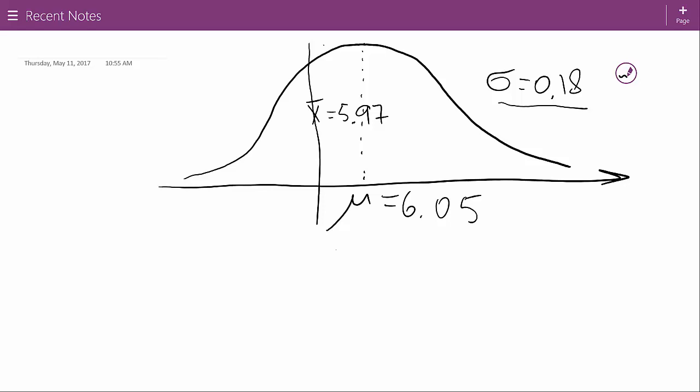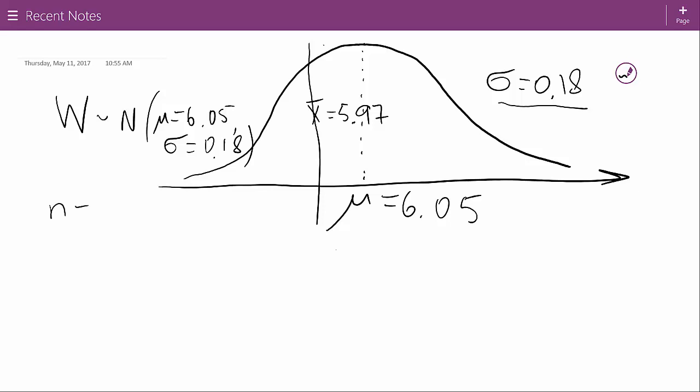I have only one sample. But if I did, I would get a sampling distribution, right? So we know that my weights, let's call them W, that's my random variable, weight of the can, W, right? The foreman tells me that the weights are normally distributed with the mean 6.05, that's what I set up, and standard deviation sigma 0.18. I selected the sample size of 4, right?